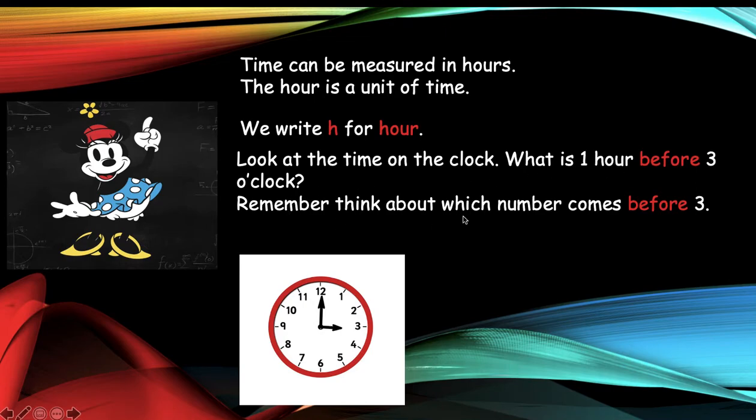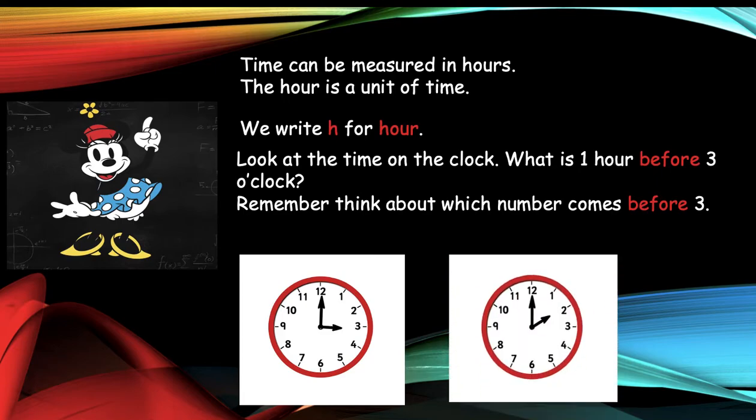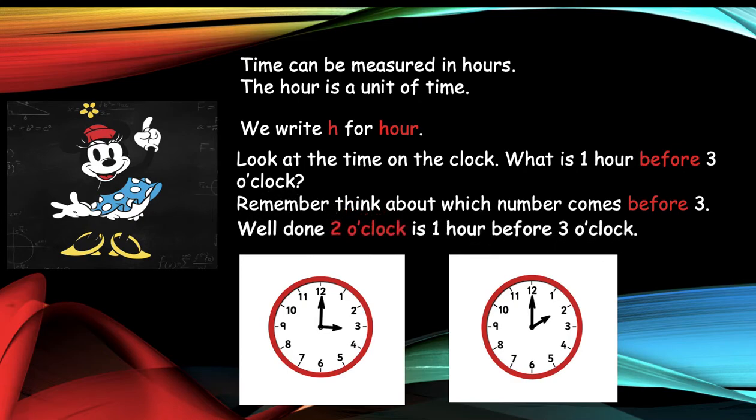Remember, think about which number comes before 3. Then your job will become easy. Well done. So, just go one number before 3. It's 2. 2 o'clock. Excellent.